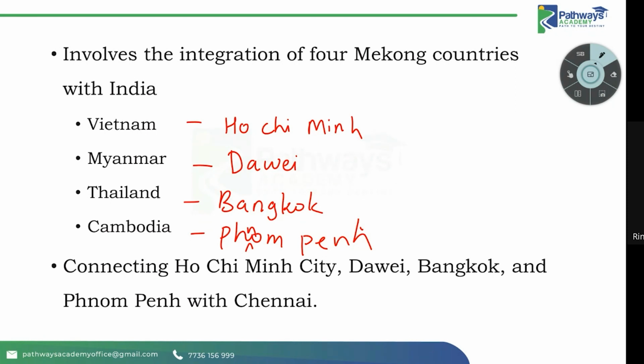So please note the cities. In Vietnam, it is connected to Ho Chi Minh City. Myanmar, it is connected to Dawei City. Thailand, it is connected to Bangkok. Cambodia, it is connected to Phnom Penh.